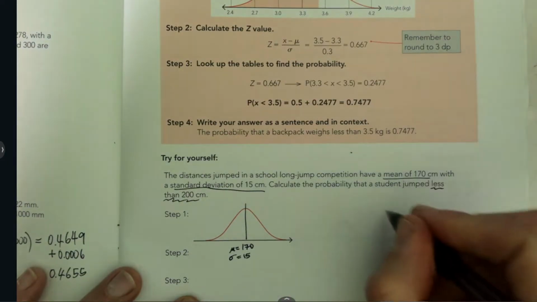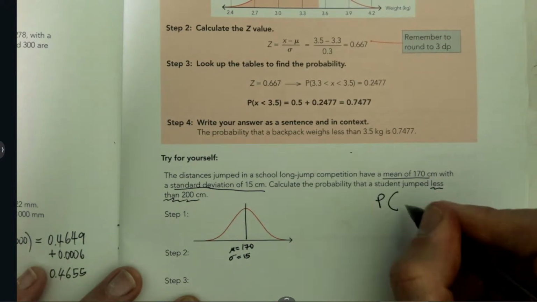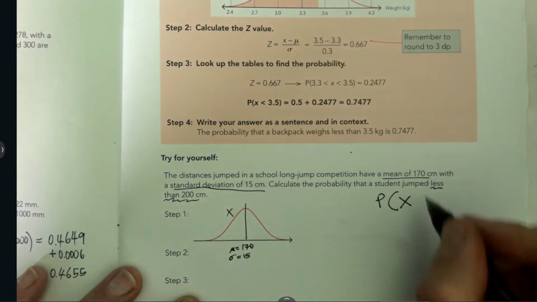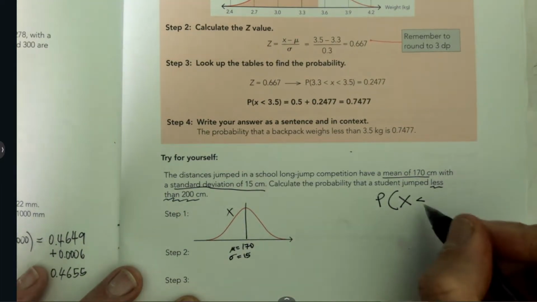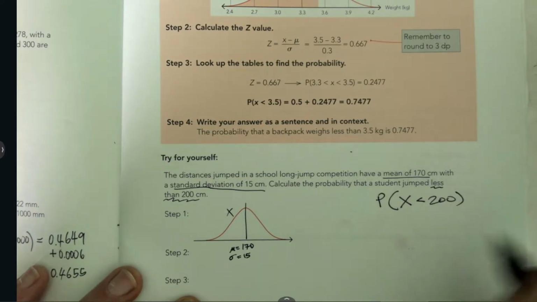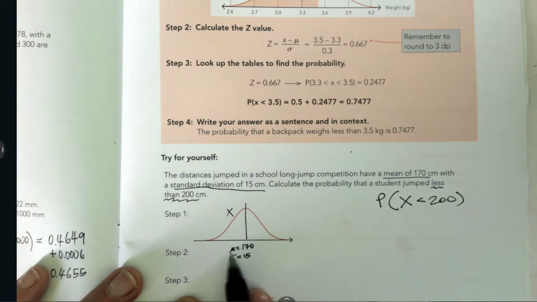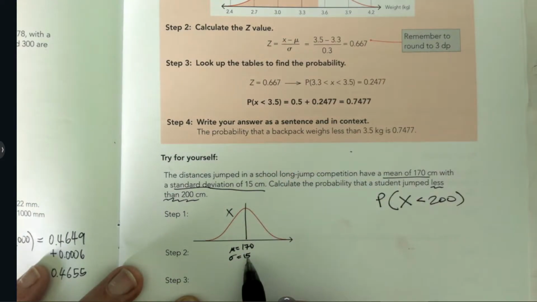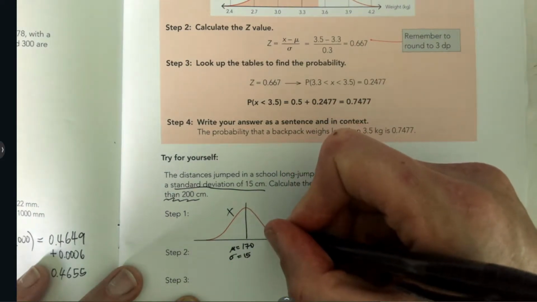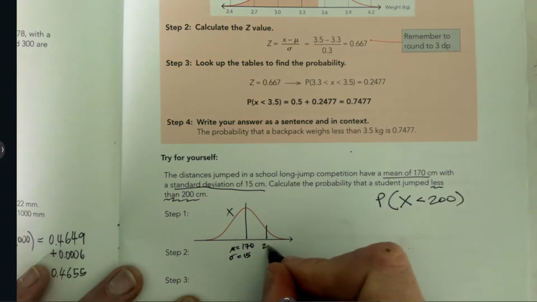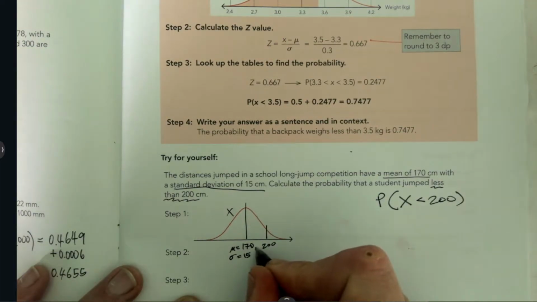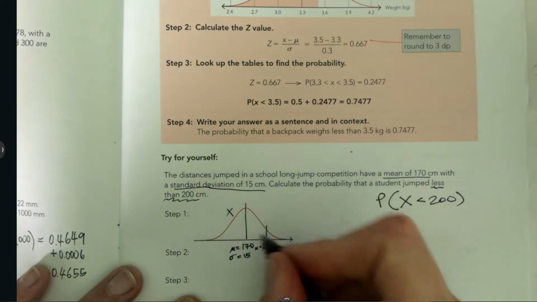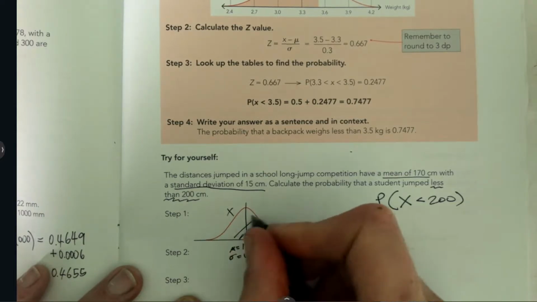So sometimes it's good to write a probability statement. Probability that the random variable x, that's this thing, is less than, so that's this symbol, less than 200. So that's the probability we're looking for. So where would 200 be on here? That would be above 170, and it's about 2 standard deviations away, so it's probably around about there. This doesn't matter too much. So our x value is x equals 200. Okay, and we want to know everything less than that, so we can shade that in like this.